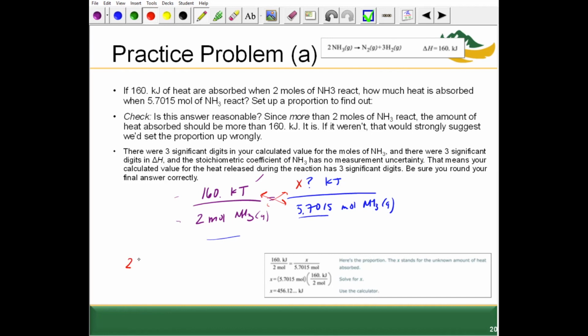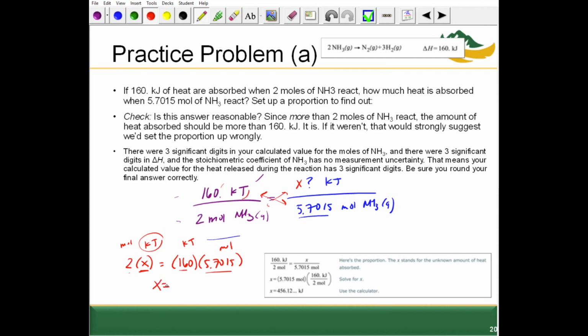So 2 times x is equal to 160 times 5.7015. This is units of moles. This is going to have to be kilojoules because of the unit here. This is kilojoules, and this is moles. So this x value we determine will be in units of kilojoules. Multiply 160 times 5.7015, then divide by 2.